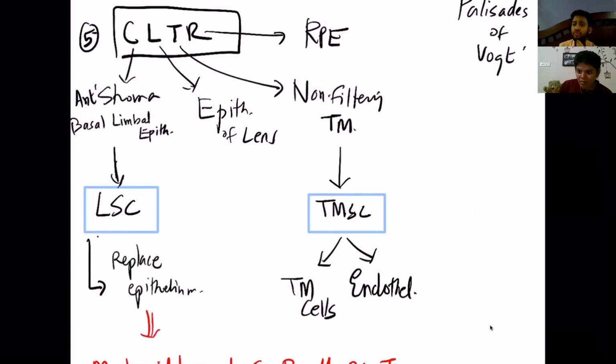So these stem cells are present in the non-filtering region, in the junction between the TM and the endothelium. It's very interesting to know that these are the progenitors of endothelium and TM. But the mechanism by which they become an endothelial cell or a TM cell is still unknown. So what are all the molecular factors? What are all the proteins which make these cells into an endothelium or a TM?